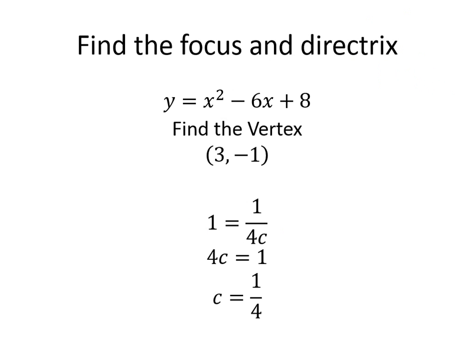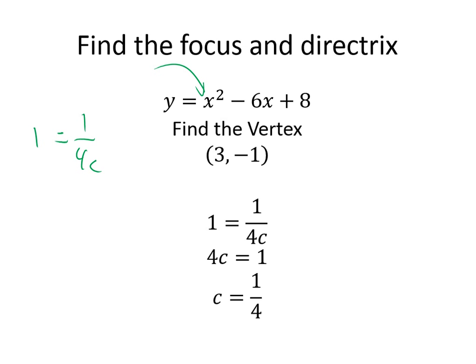Okay, so finding the vertex and directrix of this one. If we're given the function y equals x squared minus 6x plus 8, we want to find the vertex, which you can find with your calculator using max or min. And we find it as (3, -1). After that, we want to find our focus and directrix, so we have to find that c value. We take the a value of this one, which is 1, set it equal to 1 over 4c, and solve for c. So multiply both sides by 4c, then divide by 4, which gets us a c of 1/4.